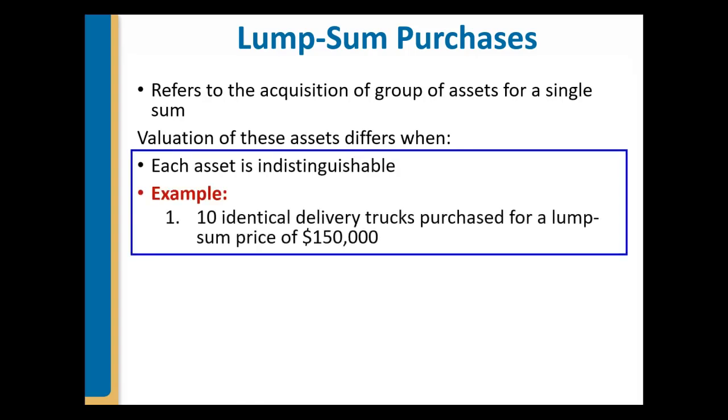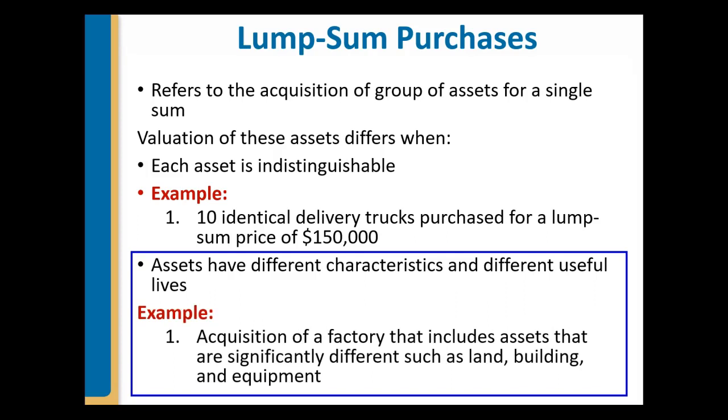It's not unusual for a group of assets to be acquired for a single sum. If these assets are indistinguishable, such as 10 identical delivery trucks purchased for a lump sum price of $150,000, valuation is obvious. Each of the trucks would then be valued at $15,000. However, if the lump sum purchase involves different assets, it's necessary to allocate the lump sum acquisition price among the separate items. The assets acquired may have different characteristics and different useful lives.